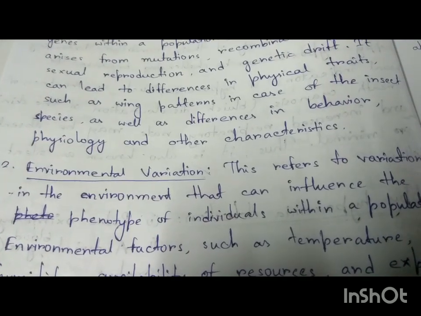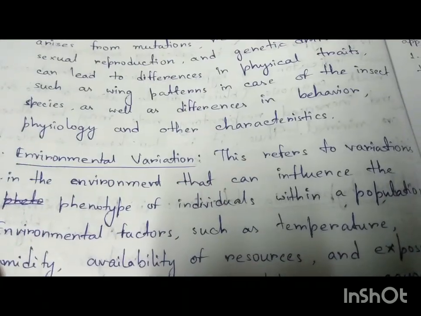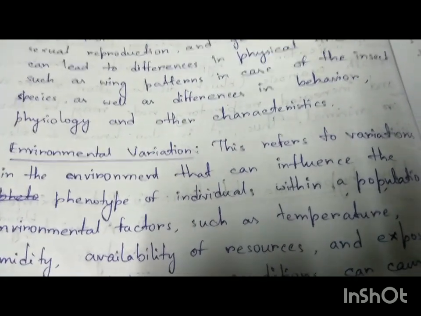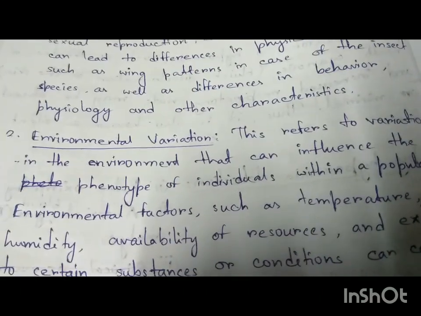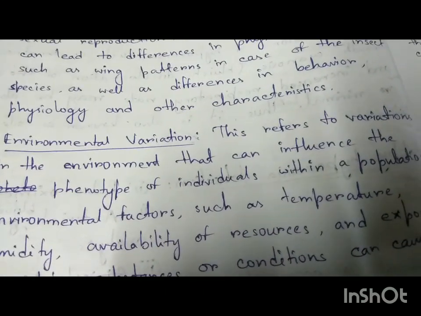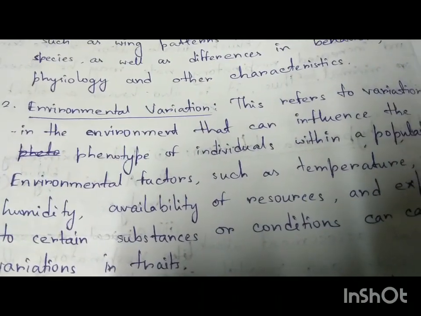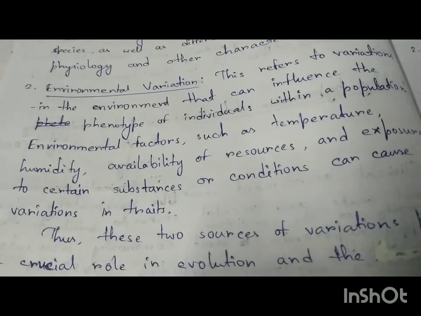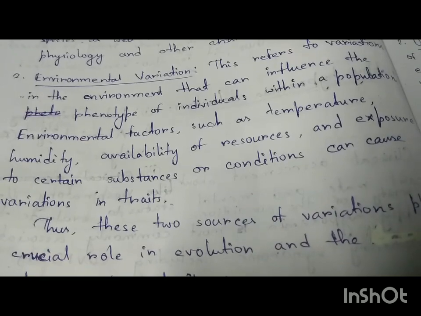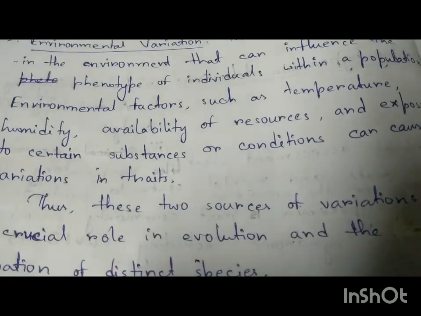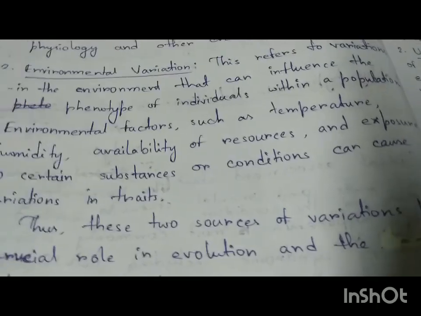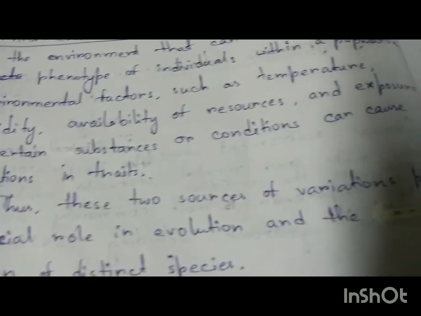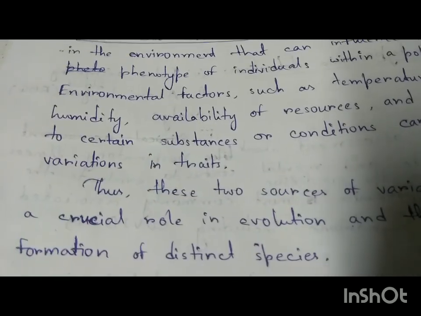Next source is environmental variation. This refers to variations in the environment that can influence the phenotype of individuals within a population. Environmental factors such as temperature, humidity, availability of resources, and exposure to certain substances or conditions can cause variations in traits. Thus, these 2 sources of variations play a crucial role in evolution and the formation of distinct species.